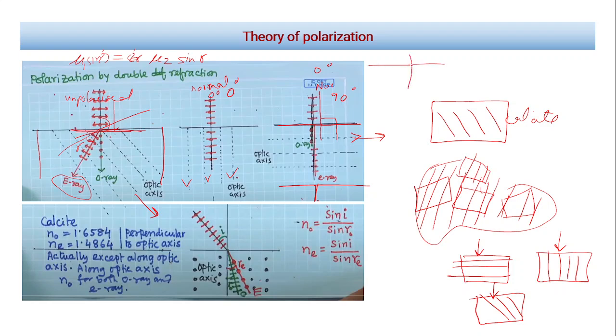Now here they split into two parts. These two lights are going along the same direction, but these two parts have different velocities. So one part is going faster, another part is going slower. So this is what is happening here. Okay, so this was it. And then the refractive index for O ray we can define like this, and the refractive index for E ray we can define like this.